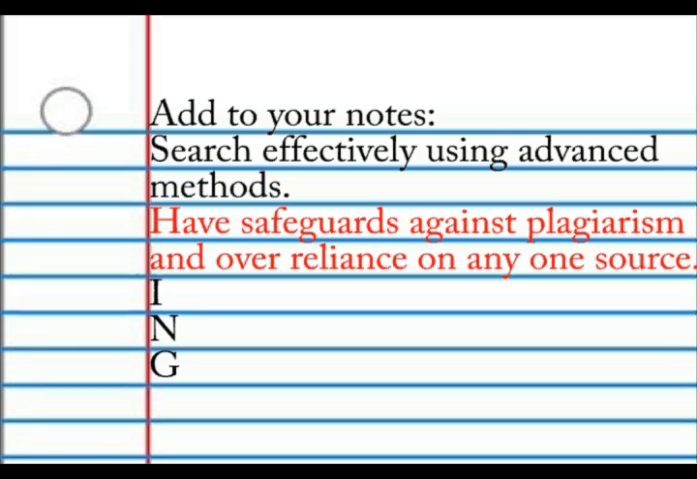The letter H stands for have safeguards against plagiarism and over-reliance on any one source. Plagiarism is using the ideas or words of another person without giving credit through appropriate recognition of the contribution. This is done by listing the source, if used in your project, on your Works Cited page and by using parenthetical citations according to MLA style.